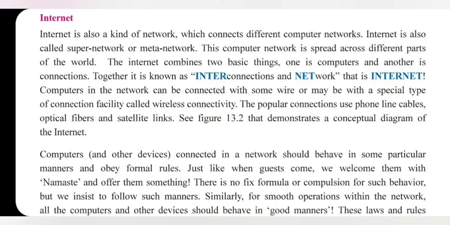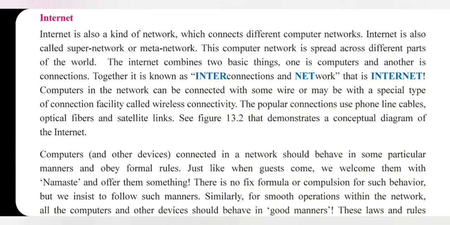So computers in the network can be connected with some wire or with a special type of connection facility that is called wireless connectivity. Whatever computers are there in the network, how can we connect them? One medium is wired, where we can use a wire mechanism, and another is wireless. The popular connections use phone line cables. We already know that before, landline connections were established with wire connection only. So with the same phone line cables, you can get the internet facility as well.